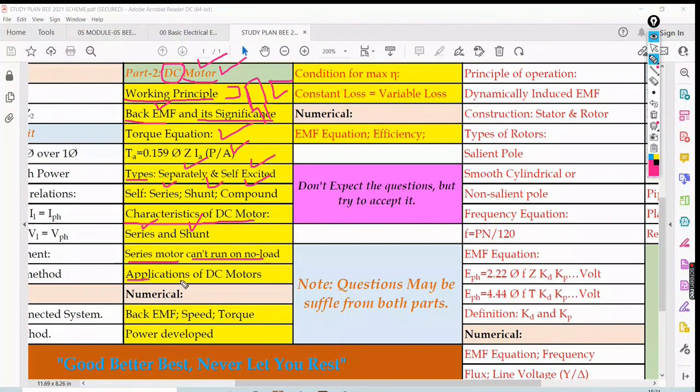Applications of DC motor you can also go through in the notes. Then the problems are based on back EMF, speed and torque. Then the amount of power developed by the DC motor. Okay, all these are the concepts with respect to the DC motor.